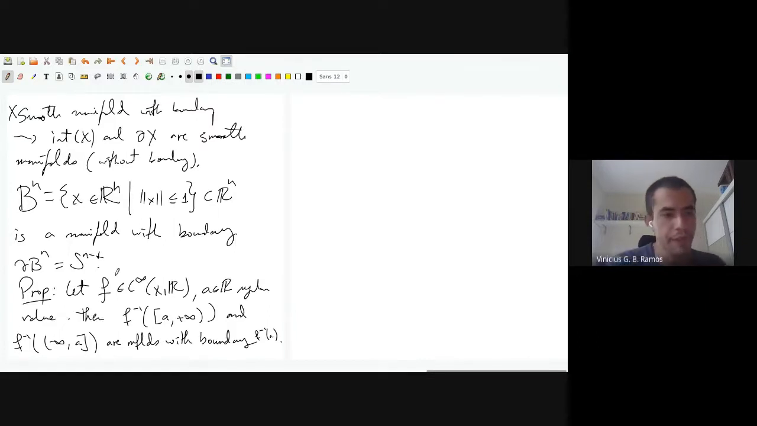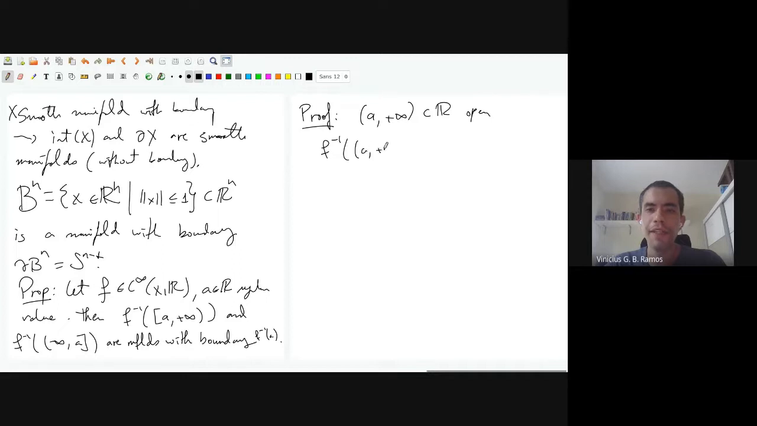Okay, so how do we prove this? Well, I'm going to prove the first one, and it's very similar for the second one. It's almost the same thing. So let's just prove the first one. First of all, if you take A plus infinity, that's an open subset. So the preimage of A plus infinity is an open set of X. Therefore, every open set of a manifold is a manifold of the same dimension.